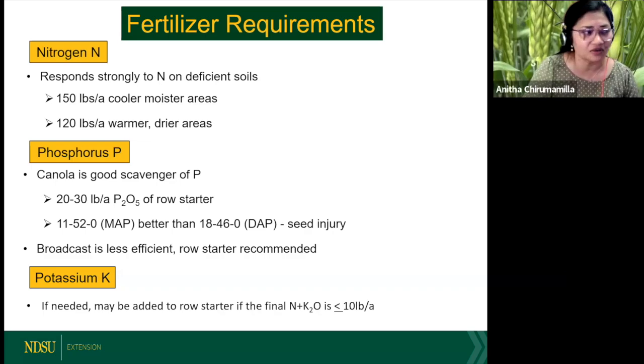For phosphorus, canola is a good scavenger of phosphorus, and it is mostly recommended as a row starter. If we apply 20 to 30 pounds of P2O5 per acre, that would be sufficient. When choosing the form of phosphorus, make sure that you select a MAP product compared to DAP because of less nitrogen content, which reduces seed injury. Potassium is mostly not needed. However, if needed, maybe add it as a row starter, but make sure that the final nitrogen and potassium together is less than 10 pounds per acre.